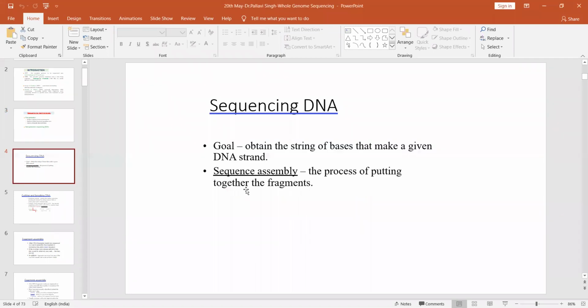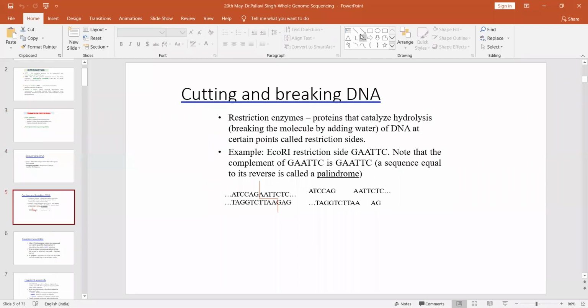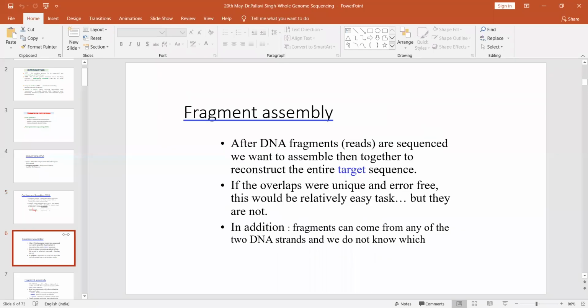So I hope you have understood that the main thing in sequencing DNA is that we will use restriction enzymes for cutting, then we will use agarose electrophoresis after generating the overlapping segments. These are the main terms in whole genome sequencing.